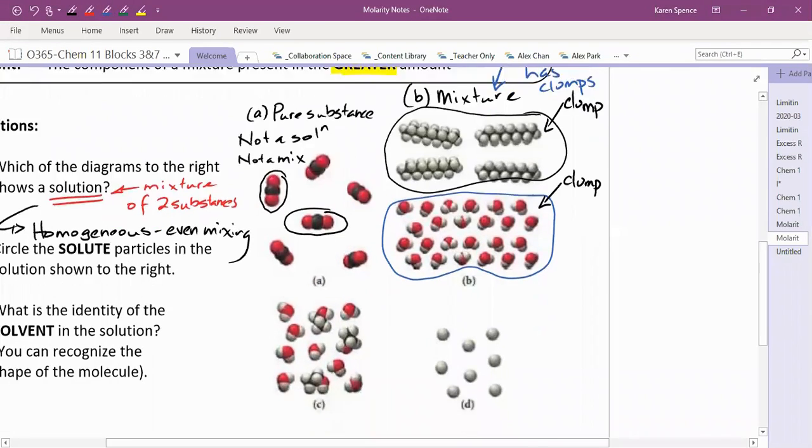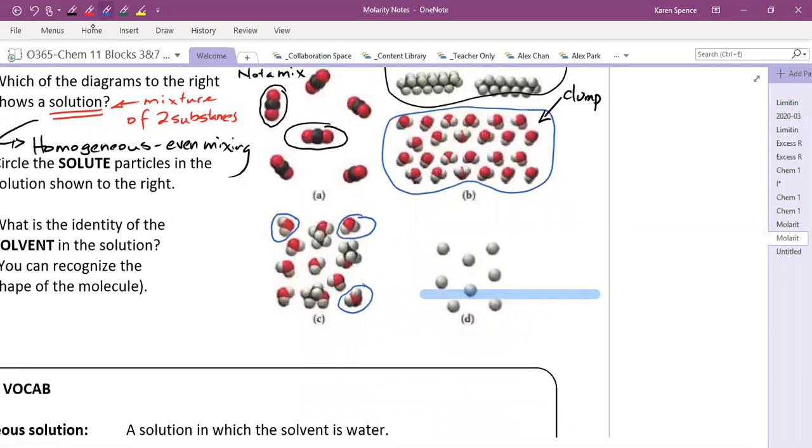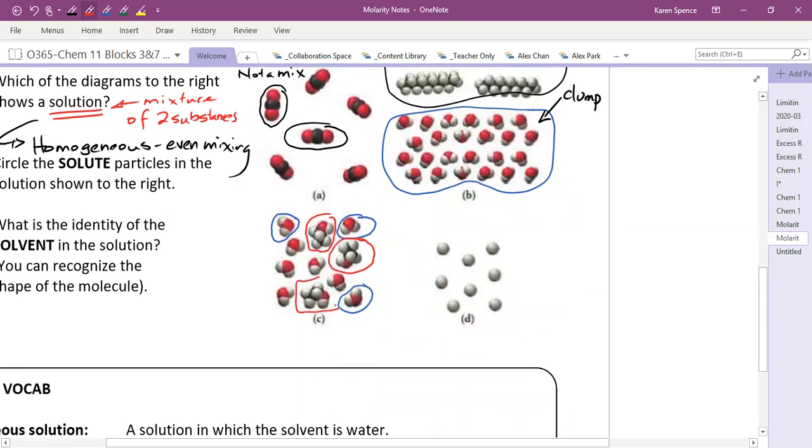Let's look at C. Okay, so for C, I see two different types of particles. I see the kind of ones that look a little bit like Mickey Mouse. Okay, they're all over the place. But I also see some different molecules that are a little bit bigger. So here's one that's a little bit bigger, and here's one, and here's one. Okay, so I do have a mixture. So C is a mixture, and it is evenly distributed.